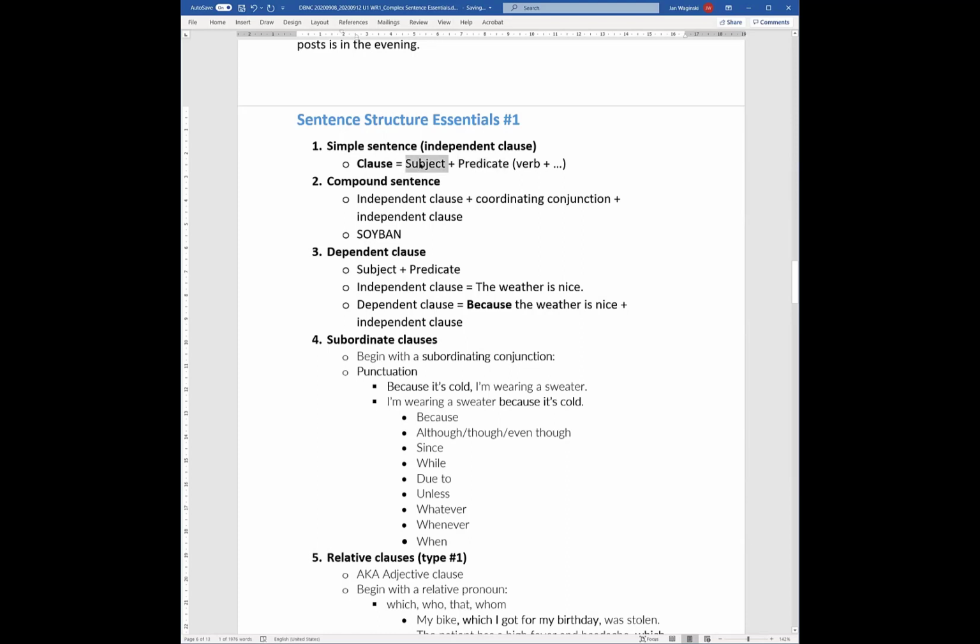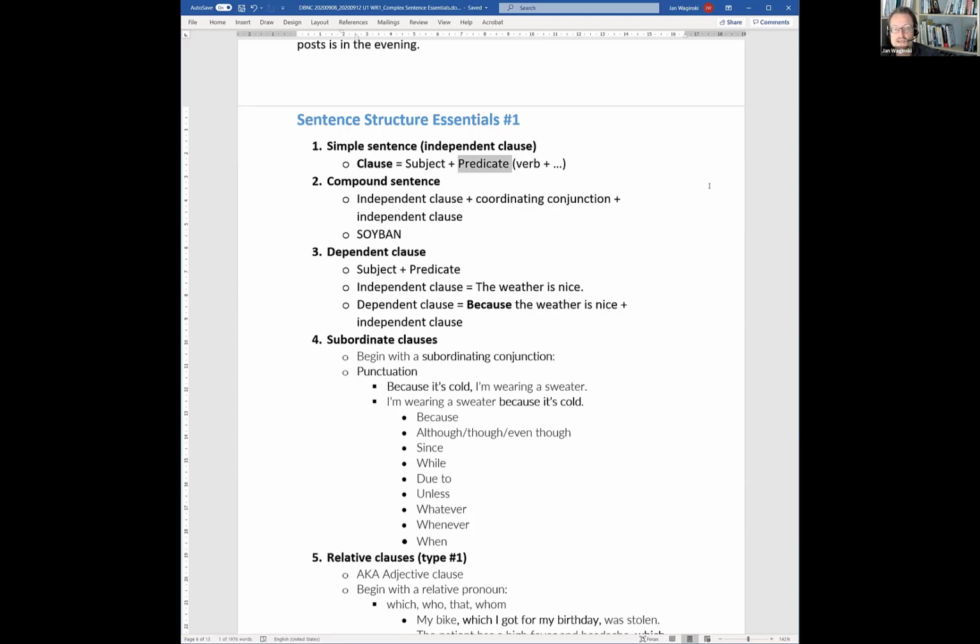Pretty much everyone has heard the term subject. Can someone tell me what a predicate is? What he's doing? Sorry, one more time, please. The work that's done by the subject. Yeah, so the predicate includes the verb plus the stuff the verb controls. So it's usually an object, but not always.